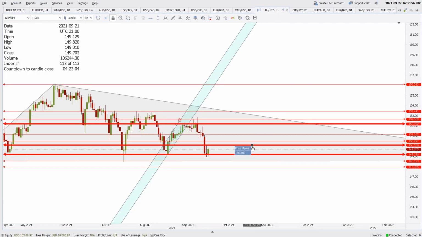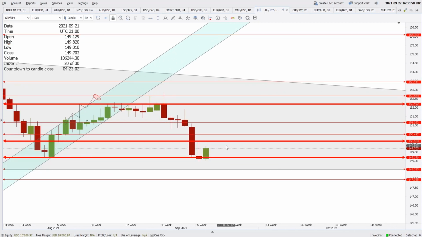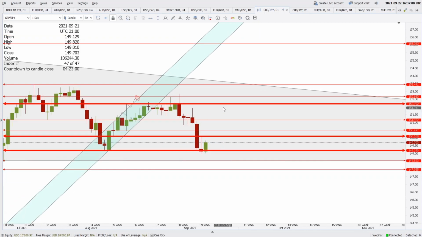Talking about the GBPJPY, a lot of losses yesterday and in fact in the entire week, and then we pushed the price back into the support of 149.19. Actually we are looking for now 148.52, but the pound against yen is pulling back.